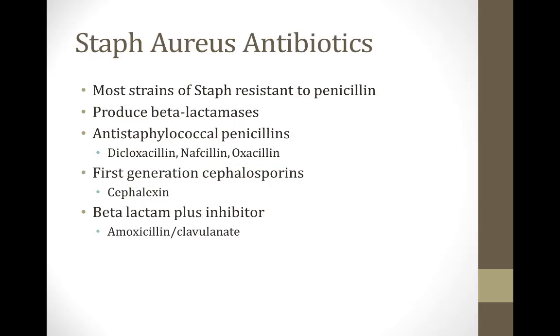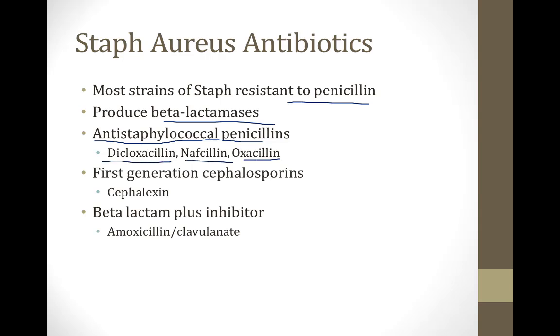So you need to know that most strains of staph are resistant to penicillin, and this is because staph often produces beta-lactamases, which are enzymes that inactivate penicillin. So options to cover Staph aureus include anti-staphylococcal penicillins. These are beta-lactam drugs that have been modified so that they can work in Staph aureus, and these include drugs like dicloxacillin and nafcillin and oxacillin.